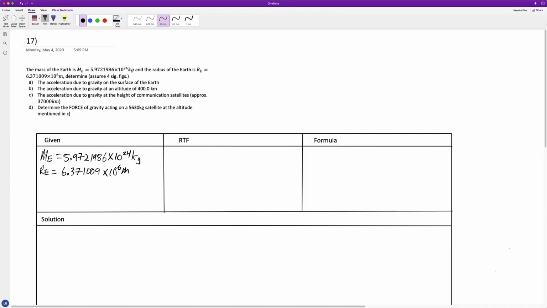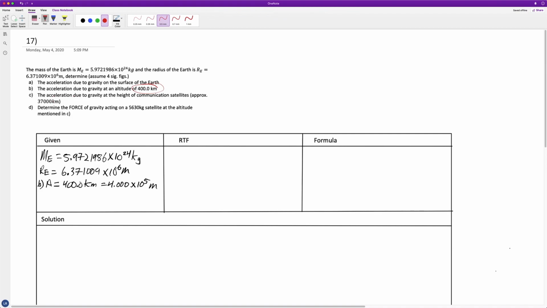For part A, there are no new numbers that we're dealing with. For part B, we're asked to find the acceleration due to gravity at an altitude of 400 kilometers. So that means for part B, we have an altitude, or capital A, of 400 kilometers. That is not the appropriate unit, however. We have to convert from kilometers to meters, which means we have to multiply by 1,000, which works out to 4.000, 4 sig figs, times 10 to the 5 meters.